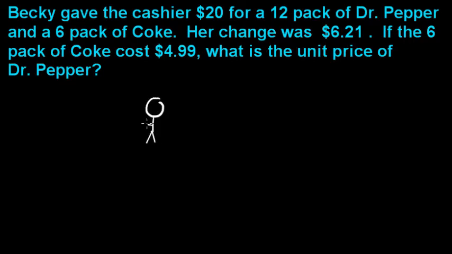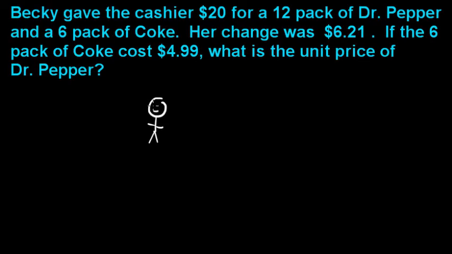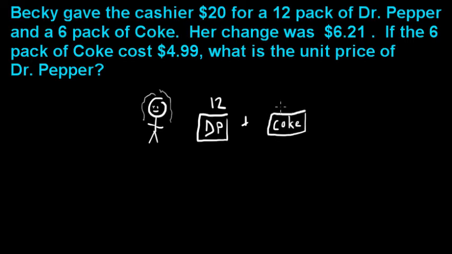Okay, so Becky here is probably having some sort of party. Either that or she really, really likes her sodas. Okay, so here's Becky, and she's going to buy some DP. And I think, yep, it says a 12-pack, okay, plus she's going to buy some Coke. Alright, she likes both. That's okay, I do too. So Becky's buying a DP and she's buying some Coke. And she's paying $20 and she's getting back her change, which is $6.21.